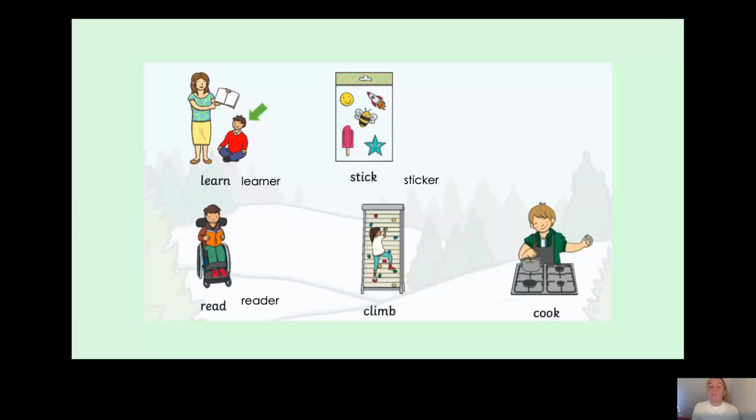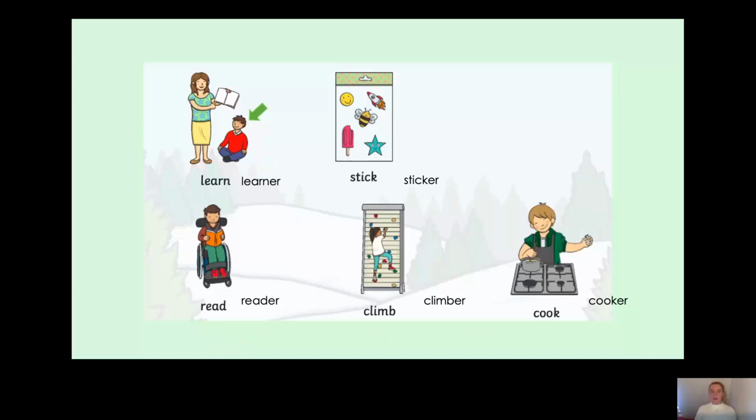Now, then we have the verb to climb. Can we change that into a noun? Yes, we can. From climb to climber. So that person is a climber. That is our noun. Now, we've got the verb to cook. Can we change that into a noun? Well, yes, we can. We can have cooker. Now, why didn't I double the consonant K? Yes, that's right. It's because it's got a vowel digraph before it, like oo. Okay, that's our sound.